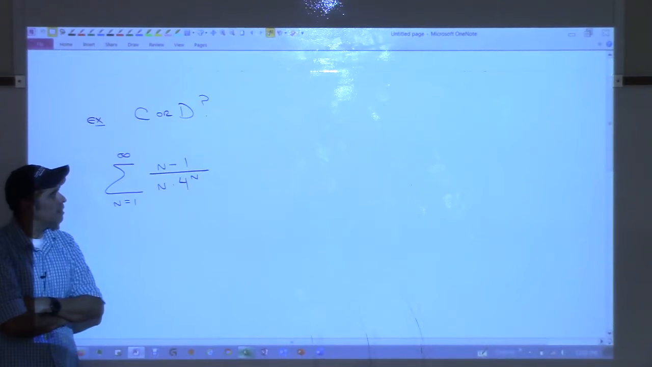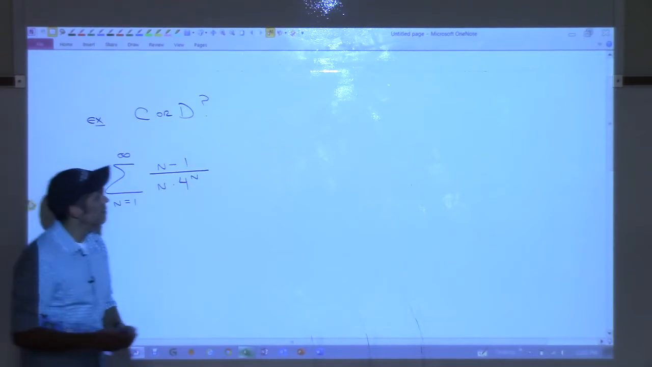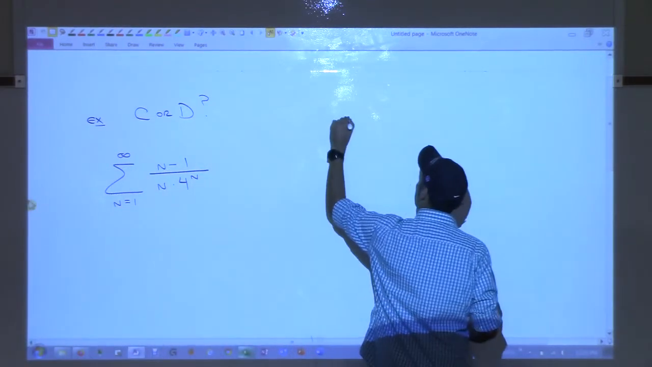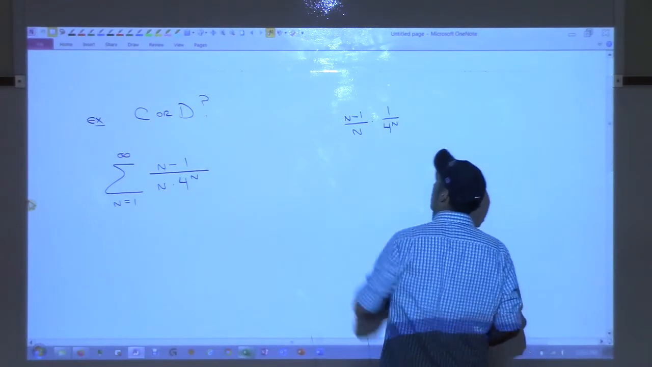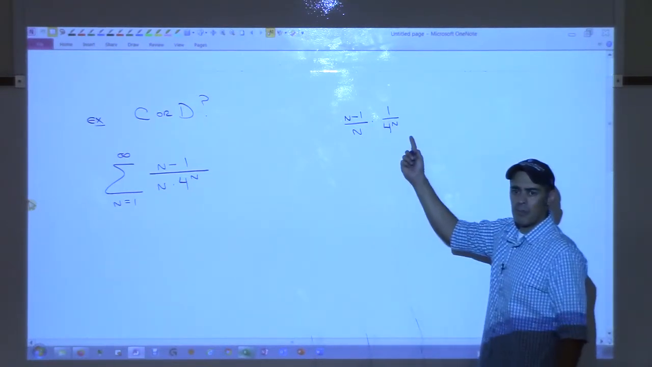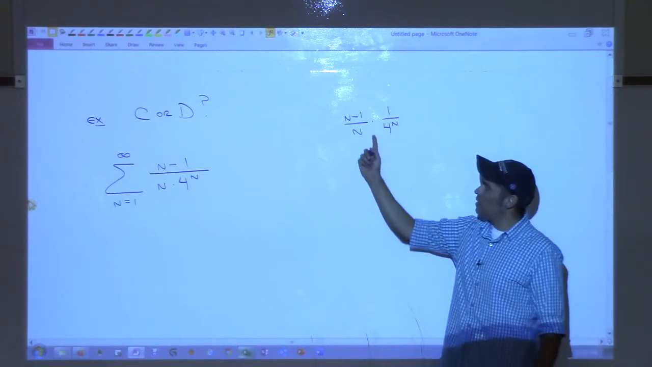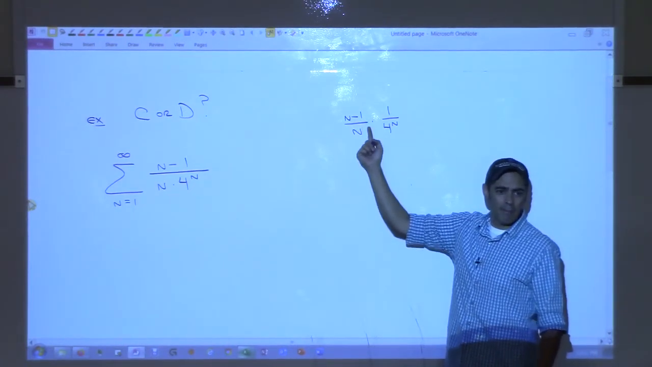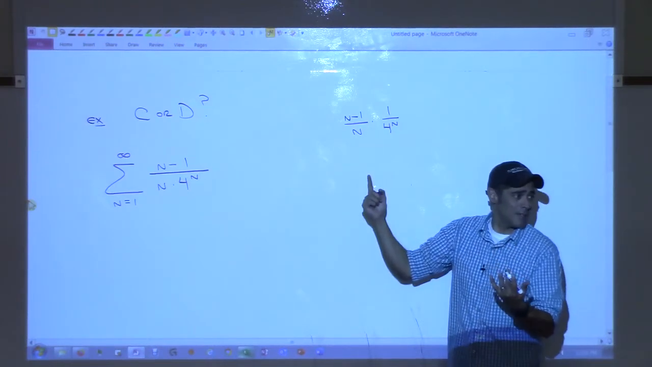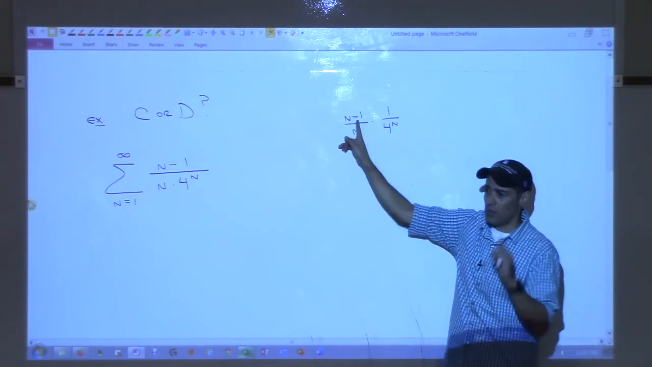Negative 1 over 4 to the n? 1 over 4 to the n? Just think about what happens when n gets big. When n gets really big, it might help if you look at it like this. That's the same thing, isn't it? When n gets really big, what is this getting really close to? 1, right? Essentially, you take the limit as n goes to infinity, this goes to 1.